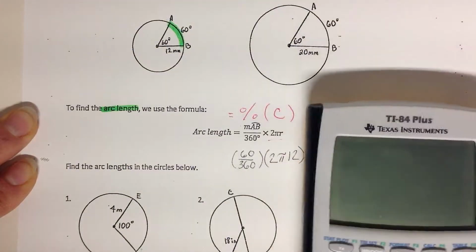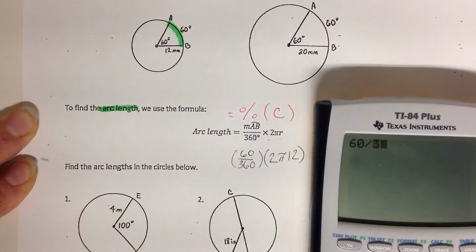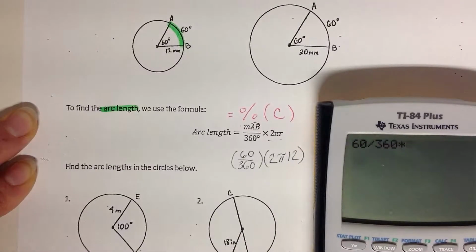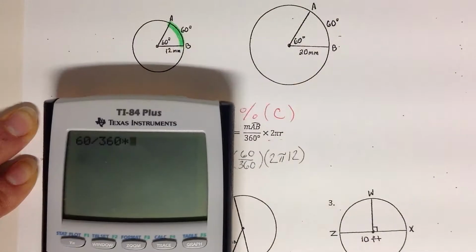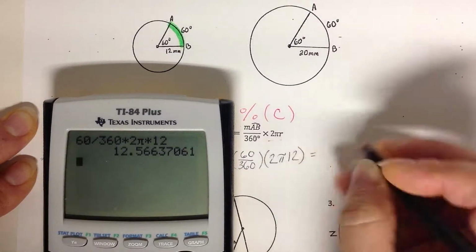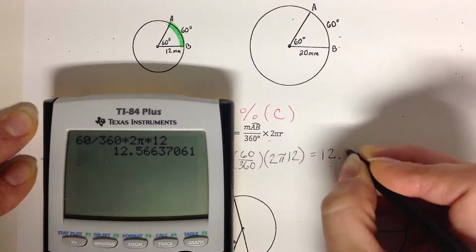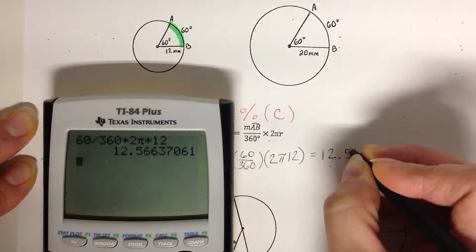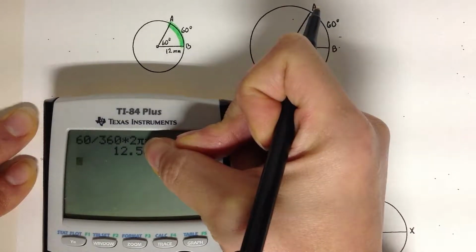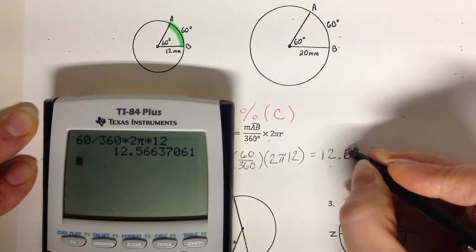So let's see, what was it? 60 divided by 360. I can put parentheses around that, but order of operations, PEMDAS, is going to do that division first anyway. Times the circumference, which was 2 pi r, so 2 times pi times 12. Again, if I'm looking for a multiple choice answer, I'm going to go to the nearest tenth. If I finish at the tenth place here, it's a 5, but the next number is 6, so it's going to go up to a 6.